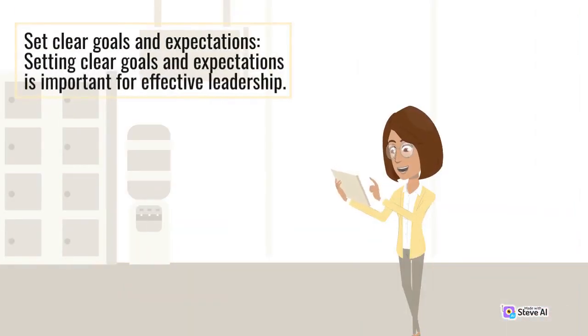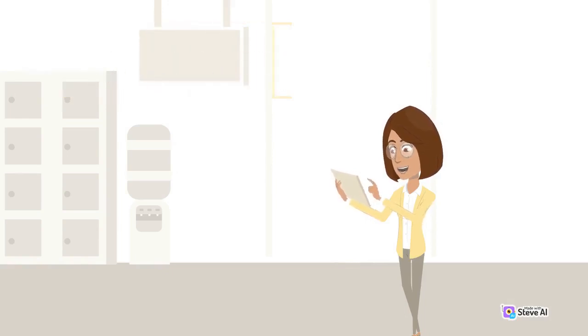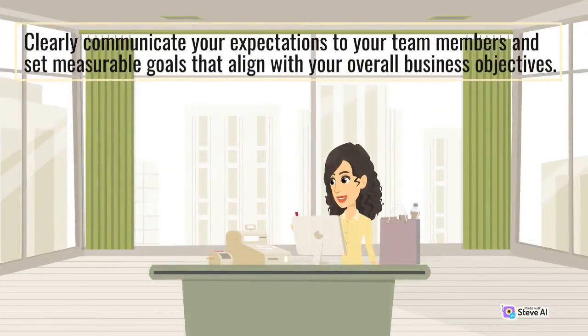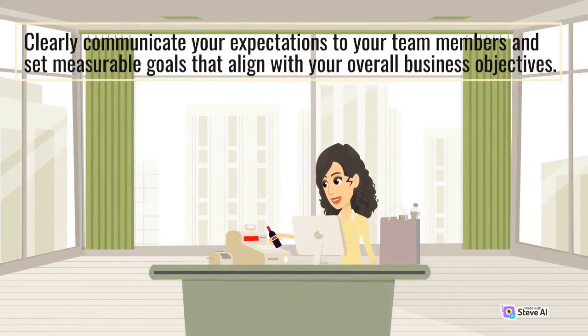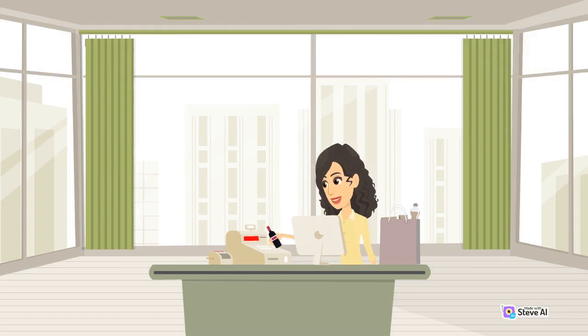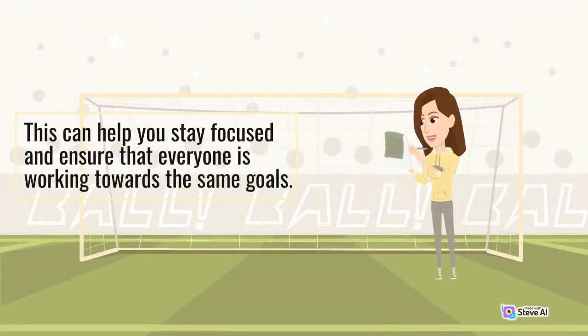Set clear goals and expectations. Setting clear goals and expectations is important for effective leadership. Clearly communicate your expectations to your team members and set measurable goals that align with your overall business objectives. This can help you stay focused and ensure that everyone is working towards the same goals.